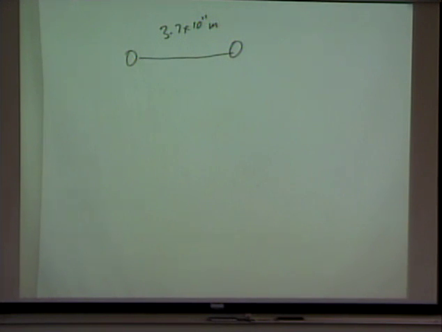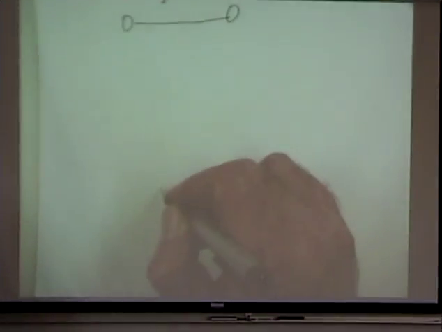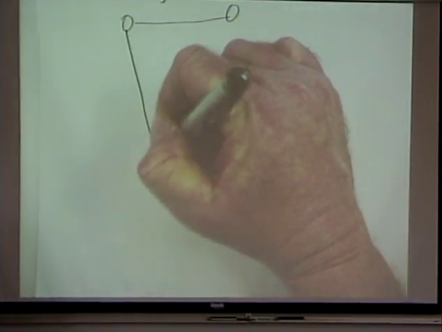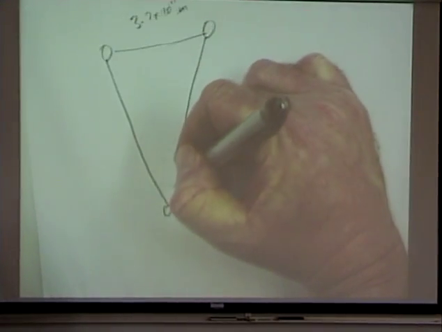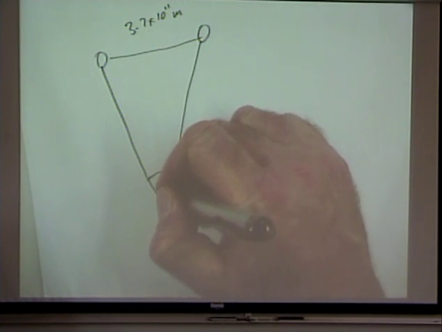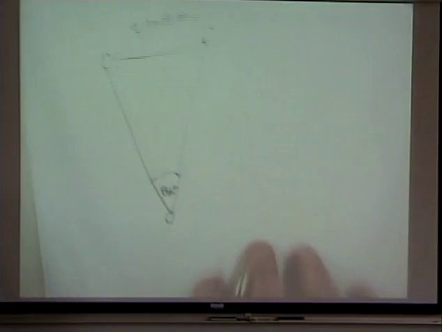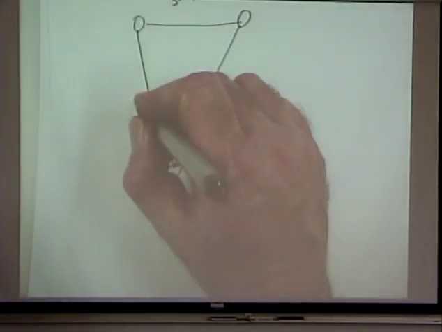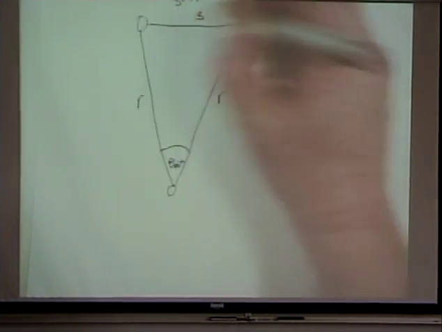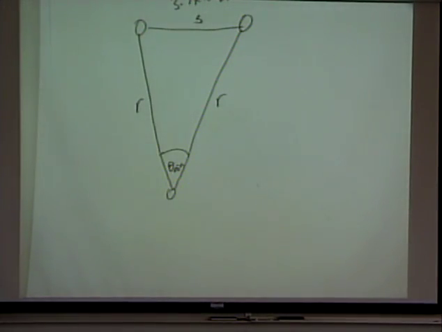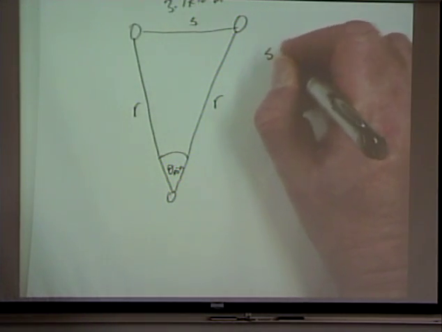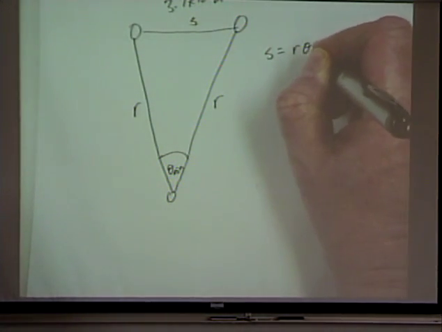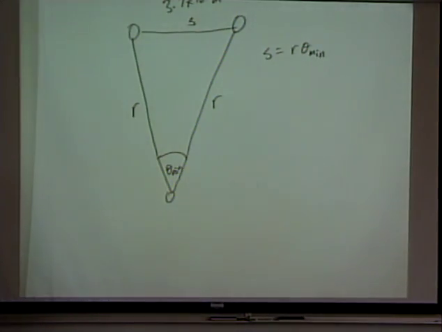Are equally distant from the Earth. So here's the Earth. And here's this theta min that we're after. We call this R. And this is S, the distance between those two. And if you recall, S equals R times theta min, the angle between them.